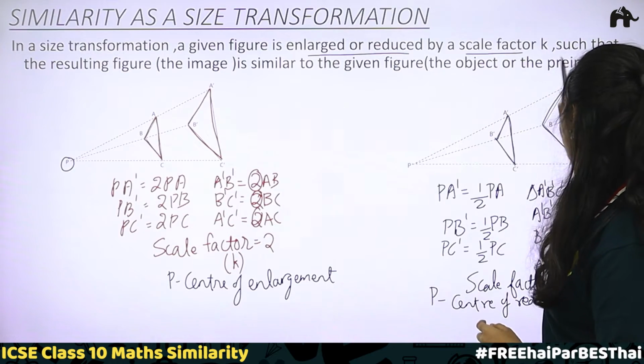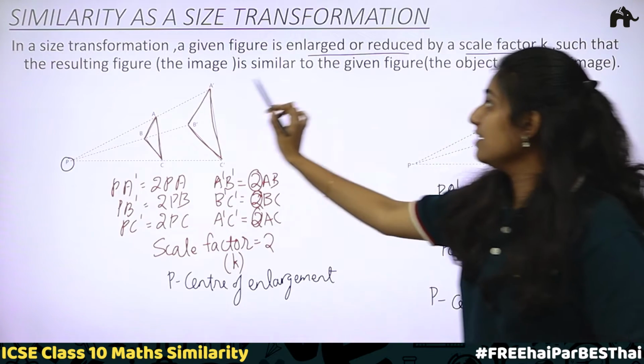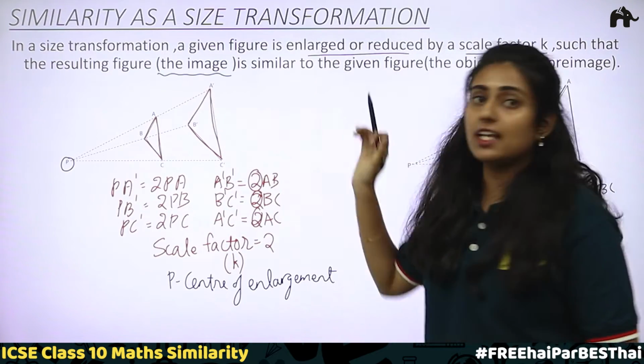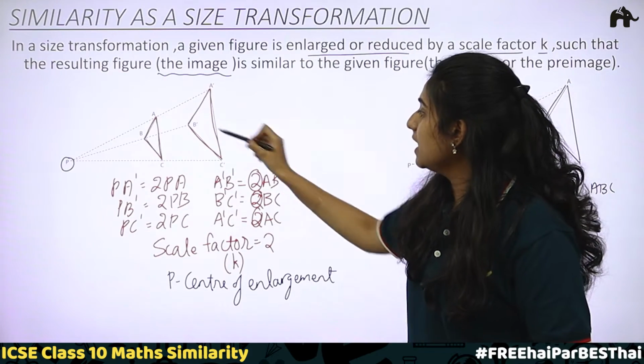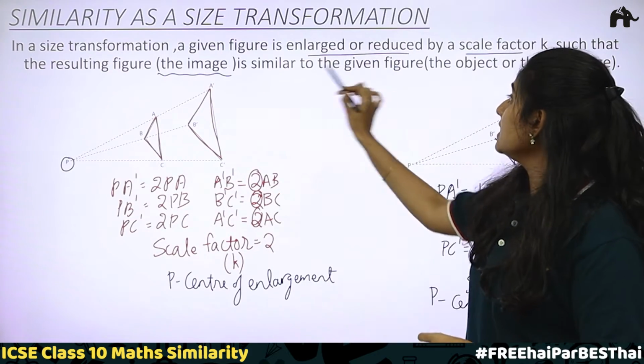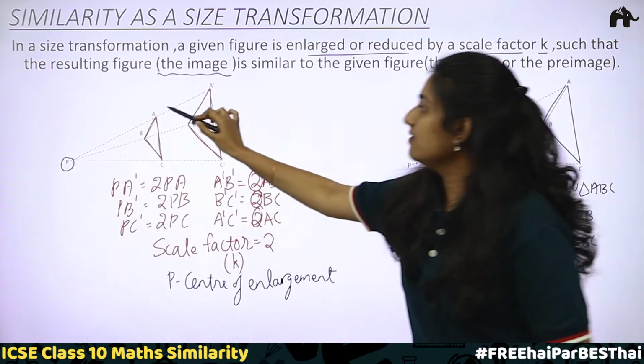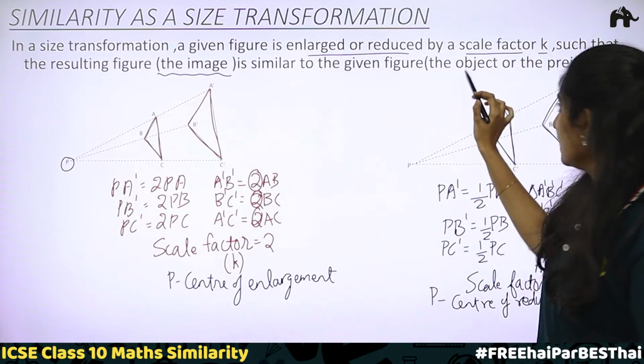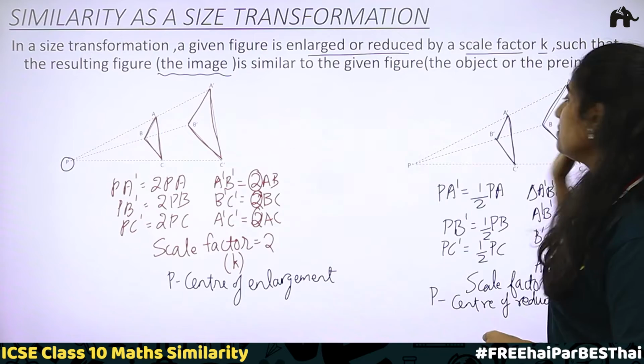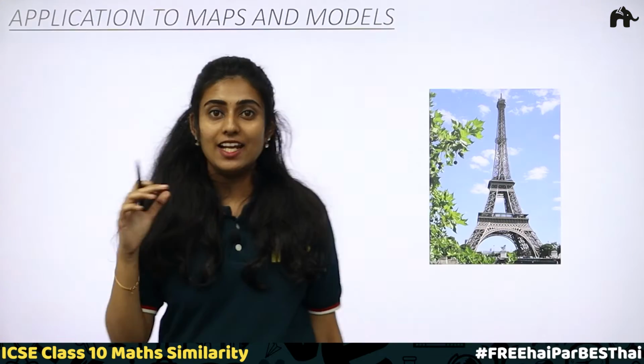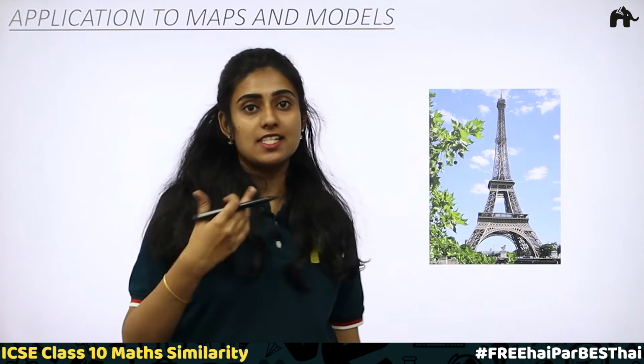This is what the scale factor, K, is, such that the resulting figure is called the image. Here A dash, B dash, C dash is the image, which is similar to the given figure. The given figure is ABC. It is called the object or the pre-image. Understood? Let us see the application of similarity as a size transformation.